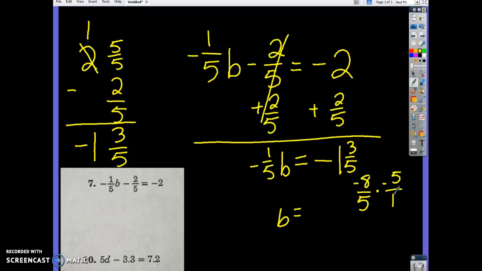This will get me to my answer, so I'm going to show that I can simplify these 5's ahead of time. They will be 1 and 1. Now when I do this multiplication, I will have an 8 times a 1 and a 1 times a 1. They're both negative, so my answer will be positive. Positive 8 over 1 is just 8.